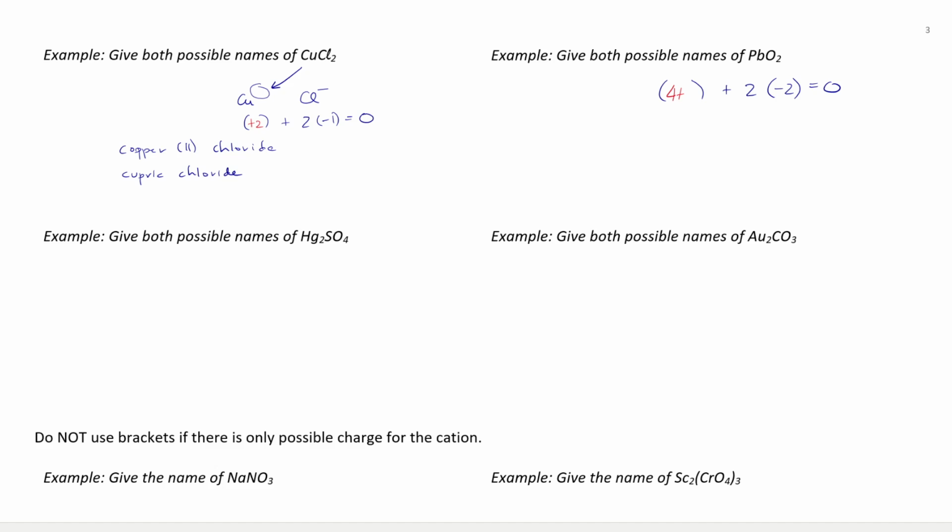So in this case, we would say that this is lead 4 oxide. And if we were using the classical system, plumbic oxide.